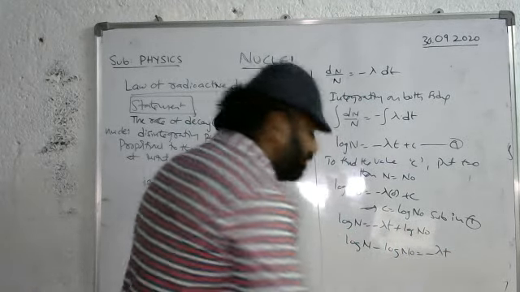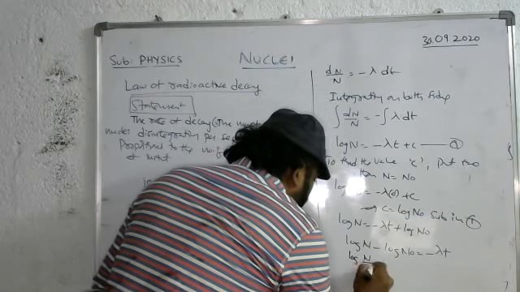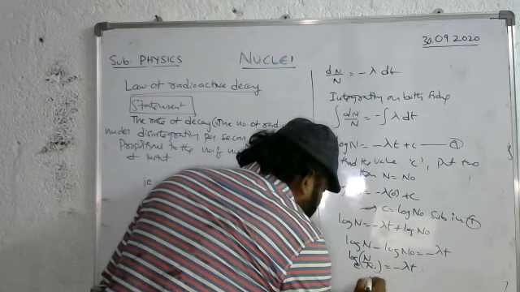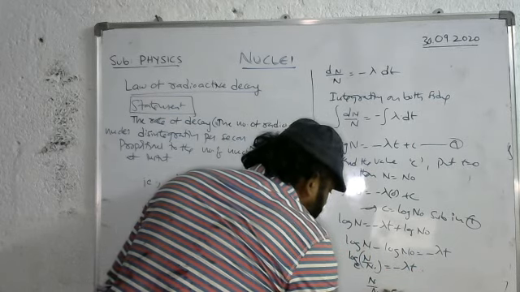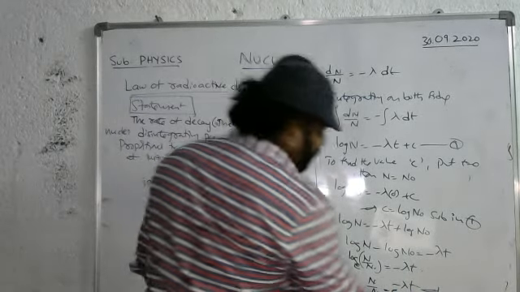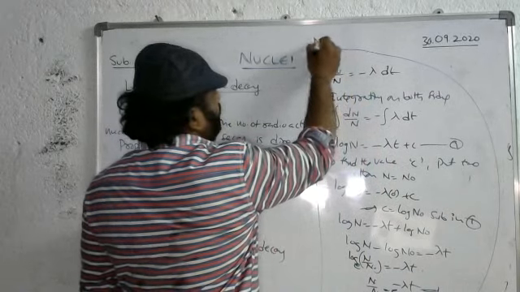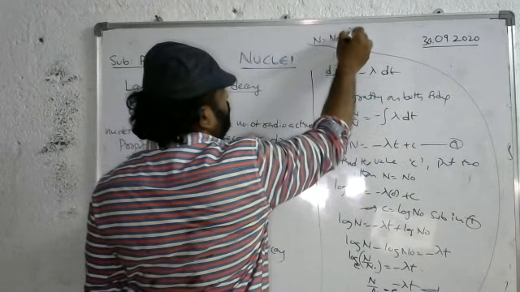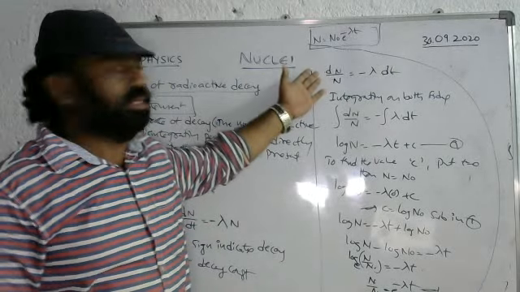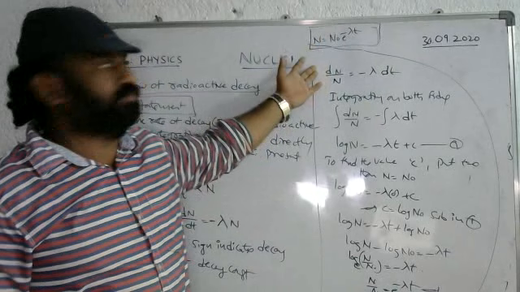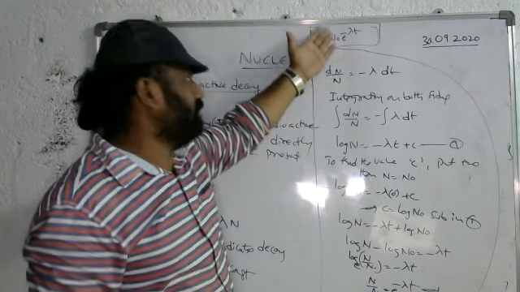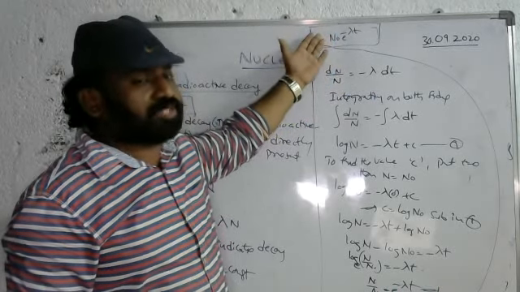Log a minus log b is equal to log a by b. So log N by N naught is equal to minus lambda t. That implies N by N naught is equal to e power minus lambda t. That implies N is equal to N naught e power minus lambda t. This is our final answer. This is called exponential decay. In our expression, the negative sign represents the exponential decay.